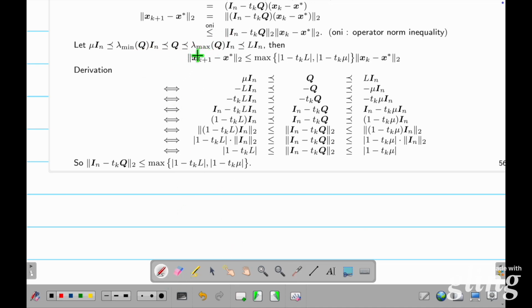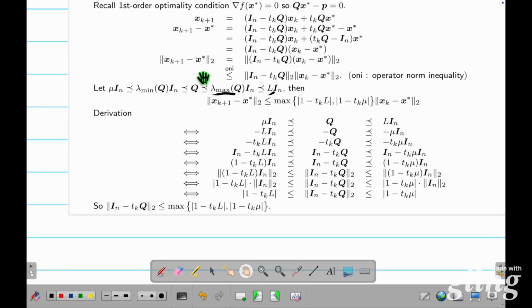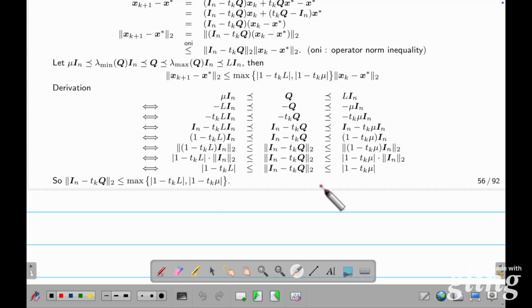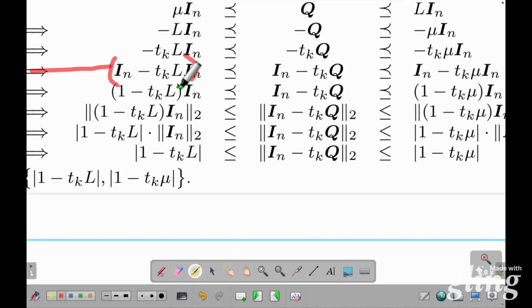And what is this thing? This is the largest eigenvalue. Okay, if I now call this thing mu, then I have this. Then what? So now I'm going to get this one. This one is exactly this thing. So we have this one. Now I put a negative sign. I flip these two. So L goes to here, mu goes to here with a negative sign. Okay. Now I just factor out the I. The norm of this is smaller than the norm of this. So I have here. Okay.